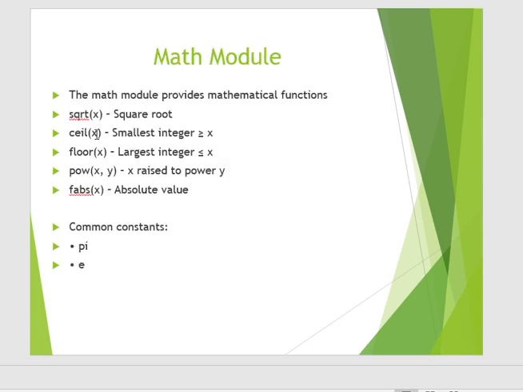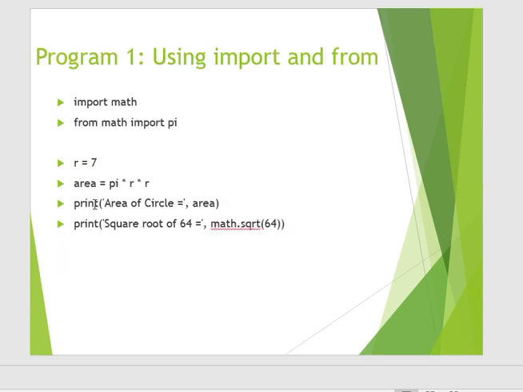Now there are some functions also which are there with the math module. They are sqrt for finding out square root. Ceil function is used to find out the smallest integer which is greater than or equal to the parameter passed. Floor is the largest integer less than or equal to the parameter passed. Pow(x, y) will give x raised to power y, and fabs is for float and it is going to give you absolute value of that. And these are two common constants, one is pi and one is e.